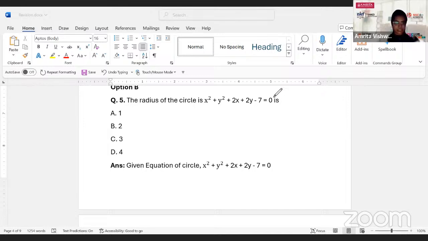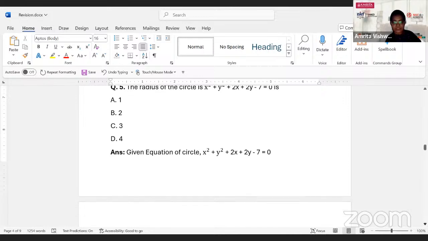Okay, there is option C. Somebody has typed option C. Neela, I'll come to you. Okay. Is the radius option C?